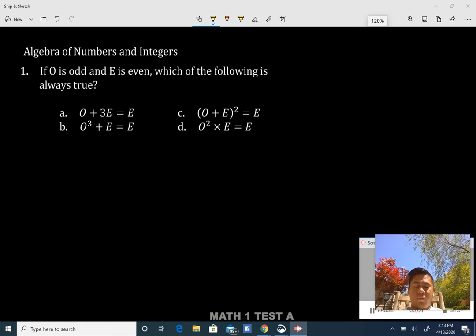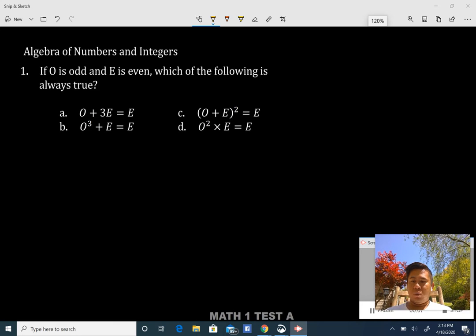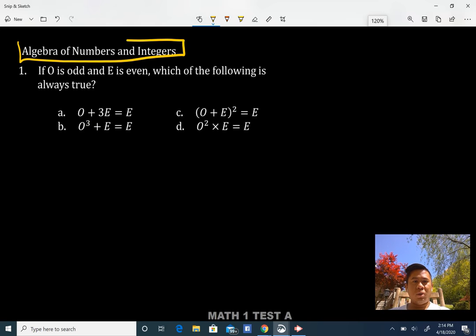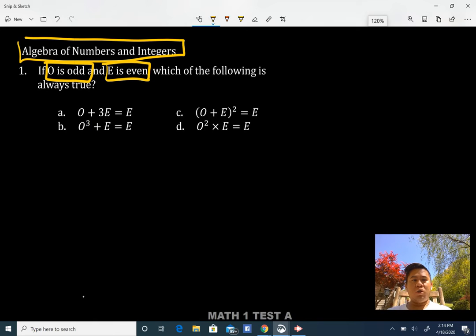We are on the first part of Math 1. We call it Math Test A, and we will now be dealing with, in this case, the algebra of numbers and integers. Let's go to our first topic. Our first question says if O is odd and E is even, which of the following is always true? And we have four choices in here.